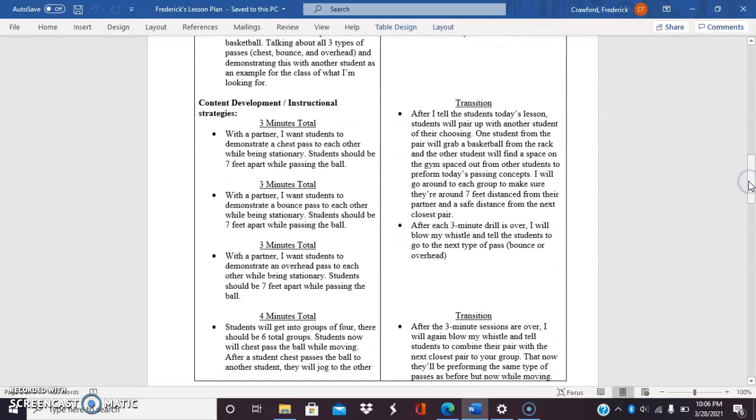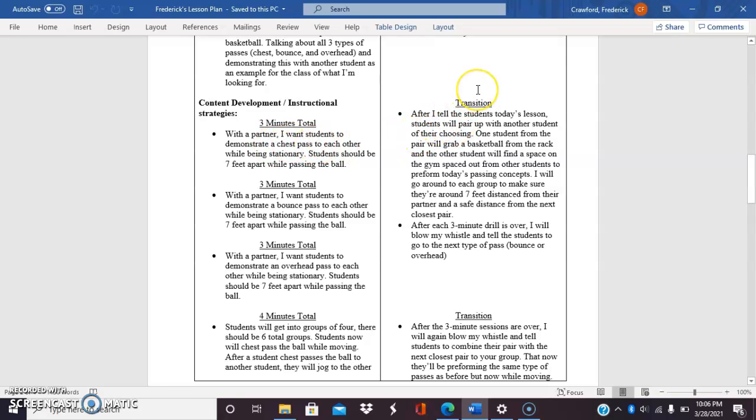For the instructional part, I broke it up into several increments. So I have 3 sections for the 3-minute totals. With a partner, I want students to demonstrate a chest pass to each other while being stationary. Students should be 7 feet apart while passing the ball. I'm not going to repeat it, but it's just chest, bounce, and overheads. All 3 are the same text, but I just changed the kind of pass.